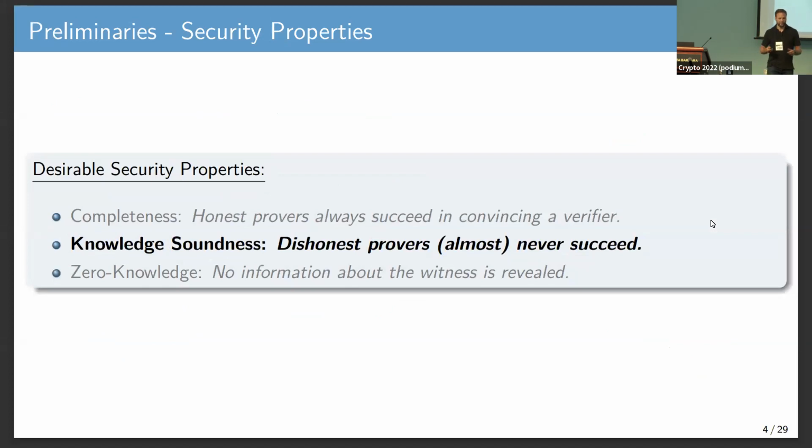So these interactive proofs have a number of desirable security properties. And we will be focusing on knowledge soundness. Informally, an interactive proof is knowledge sound if a dishonest prover that does not know a witness cannot succeed, or almost never succeeds, in convincing a verifier. So that's one of the main properties that we would like these interactive proofs to have.